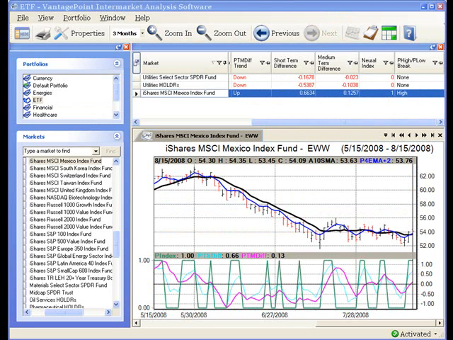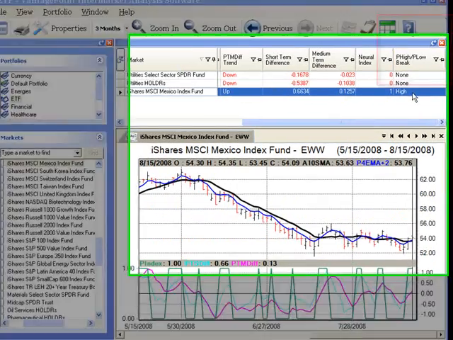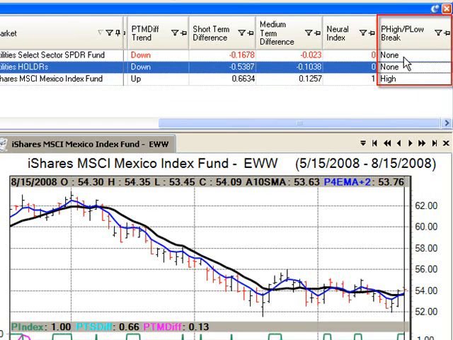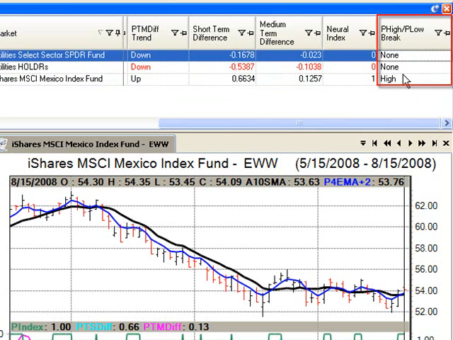And there's one final indicator, the P high, P low break. When this value is high, it confirms the uptrend. When this value is low, it confirms the downtrend. And in this example, you see we have 2 nones, and this means the uptrend or downtrend can neither be confirmed or denied.